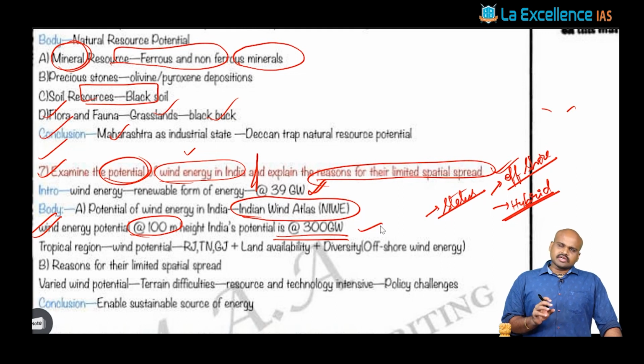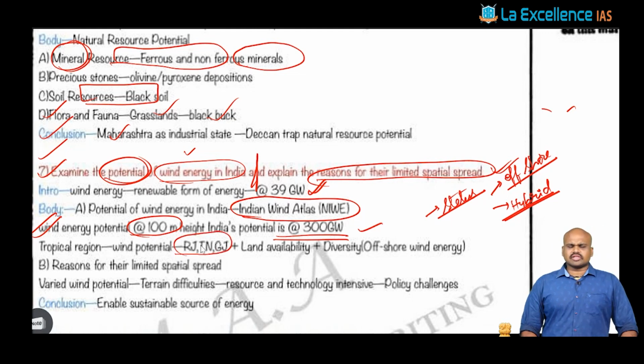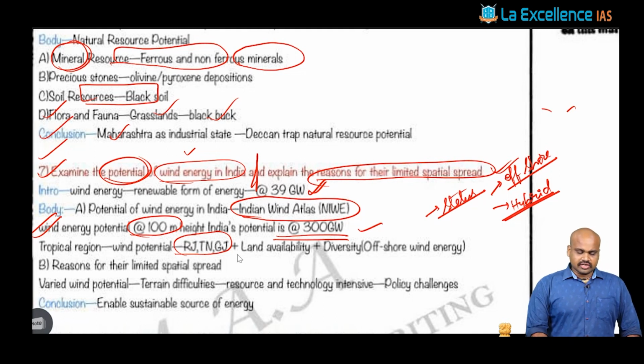And is this potential present in all of the regions? No, not necessarily. Because when you look at the top states with respect to wind potential, that is Rajasthan, Tamil Nadu, Gujarat, all these states are known to have great potential of wind energy. That has to be emphasized here. Apart from that, the tropical region is known to have such wind potential. Apart from that, we talk about the land availability and the diversity that is present, because that's what I was discussing about the offshore wind energy, right? So that is what talks about the potential.